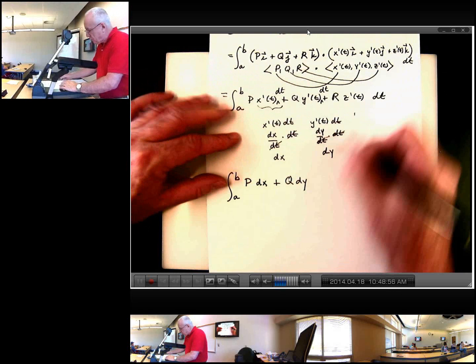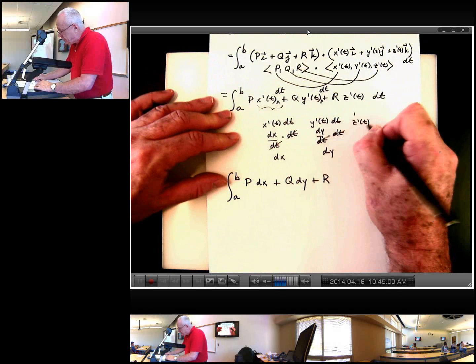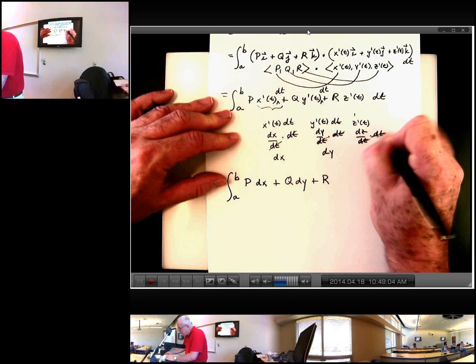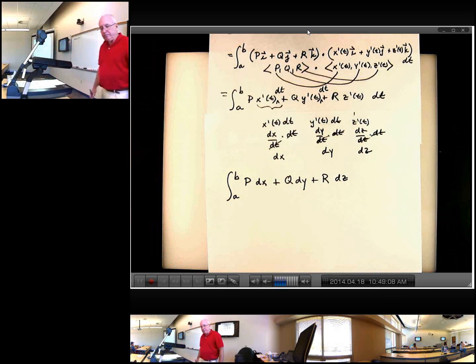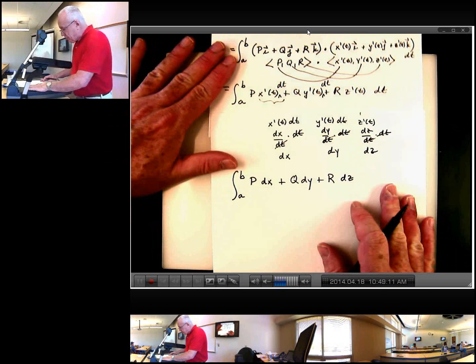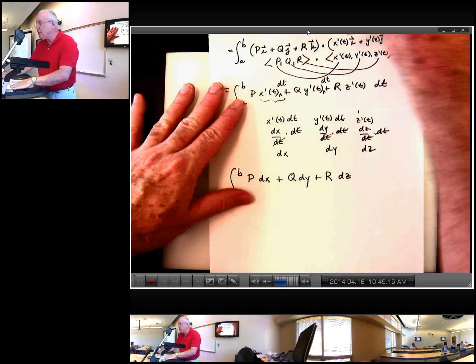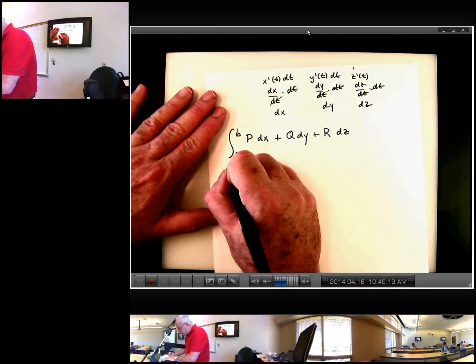And then the third one, we have plus r. And now it's z prime of t, which is dz dt times dt. Cancel those out, and that's a dz. All right. So basically, what we have is this. Let's kind of cut to the chase here. Conclusion.